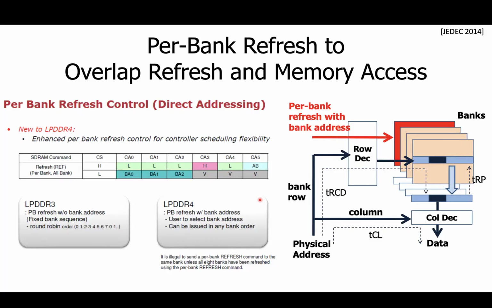under refresh. But by applying per bank refresh, the memory controller knows what happens inside of DRAM related with refresh. So while refreshing one bank, the memory controller can access the other banks. So actually we can overlap refresh operation and memory access. As a result, we can avoid performance overhead due to refresh.